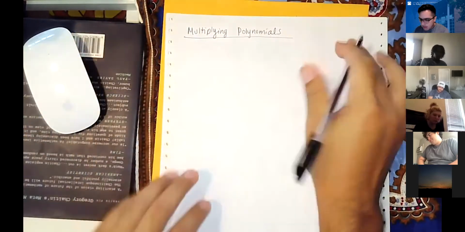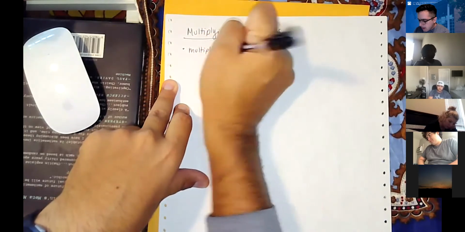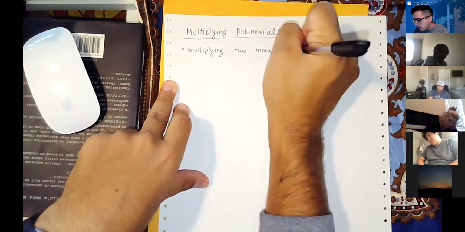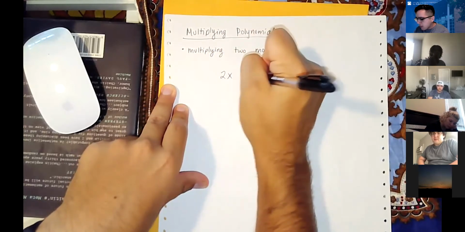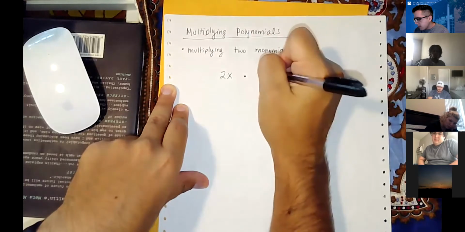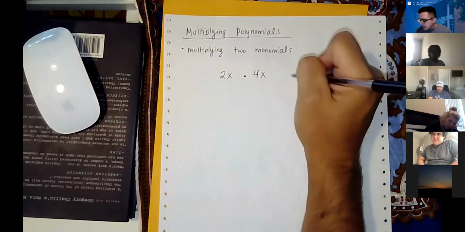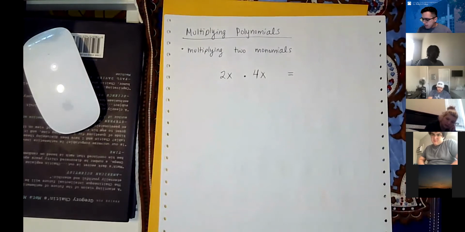And the first example of this would be multiplying two or more monomials. So can anybody tell me what, let's say we had 2x and we wanted to multiply that by 4x. What should this be? 8x. Why 8x? Because you are multiplying the 2 and the 4, but the x stays the same.